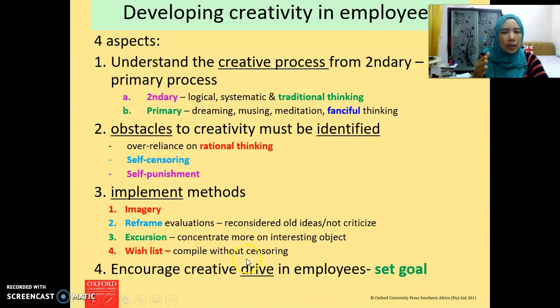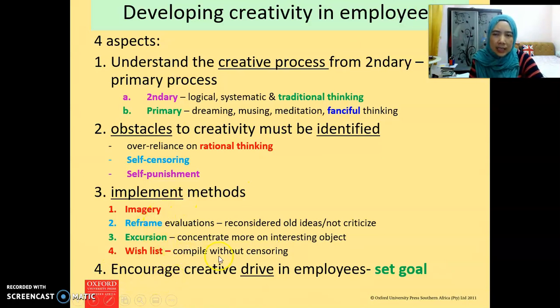When you compile all the lists, for example of solutions or decisions, you can come up with good ideas and then filter them out afterwards. But at the beginning, you just come up with all the solutions, all the ideas, even if they are illogical or do not make sense. Just compile all the ideas. It's like brainstorming, but in terms of creativity methods, it's called a wish list.